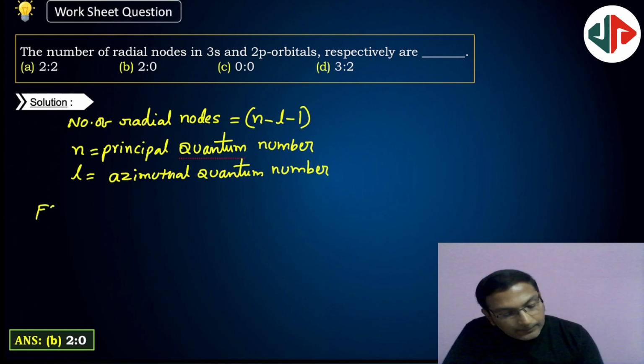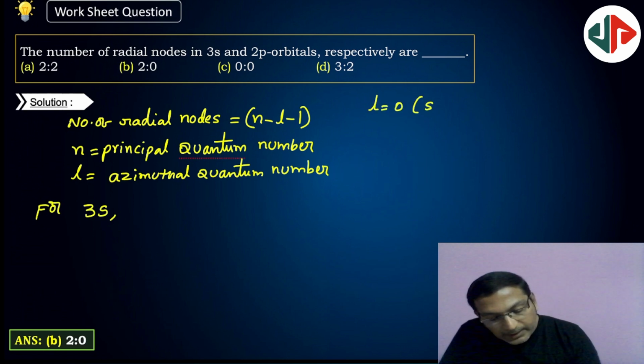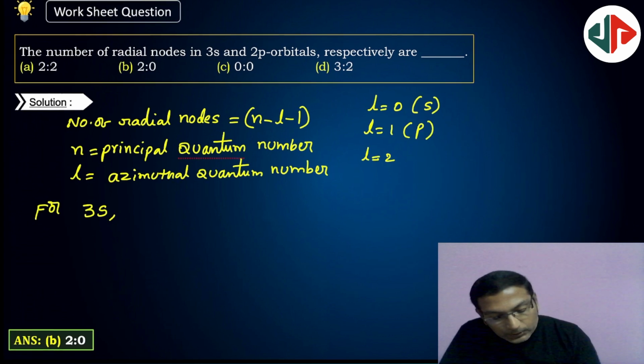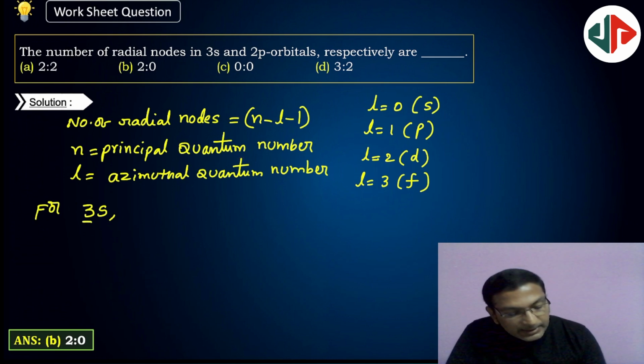So here for 3s. Next one more point here. l equal to 0 for s subshell. l equal to 1 for p subshell. l equal to 2 for d subshell. l equal to 3 for f subshell. Remember these. So here 3 represents n value.